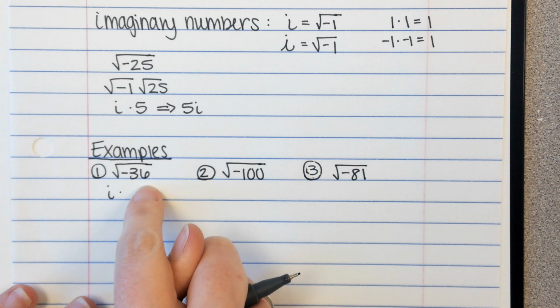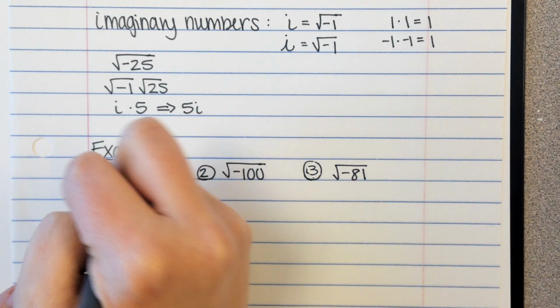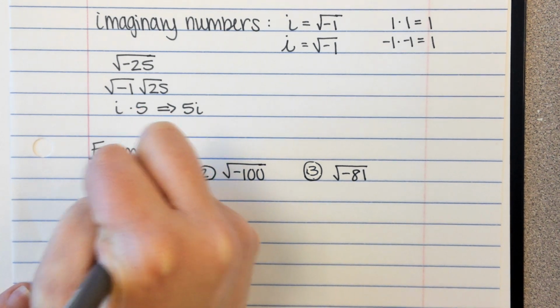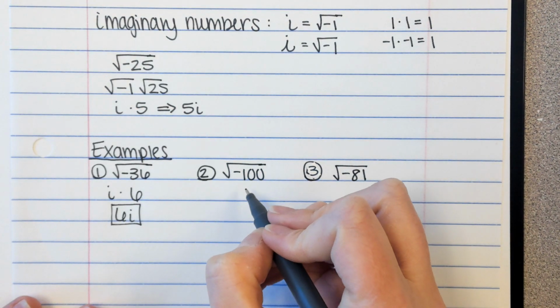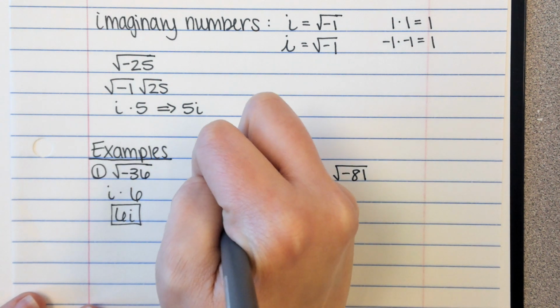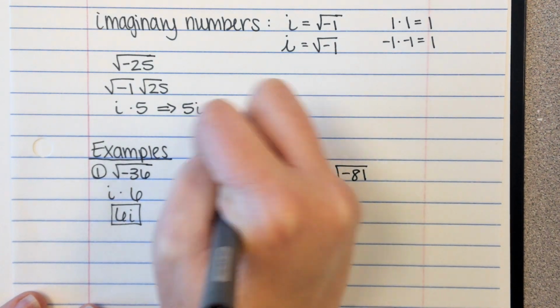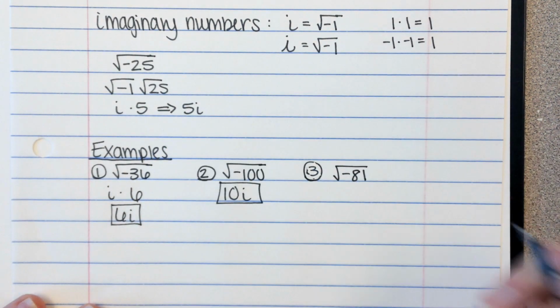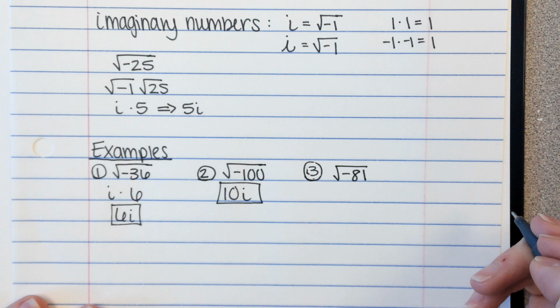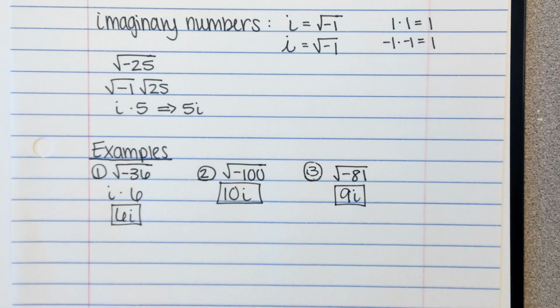And what's the square root of 36? 6. Now, we don't leave it as i times 6. We change it to 6i. All right, what about the square root of -100? What's the square root of 100? 10. How do I get rid of that negative? With an i. All right, what about the square root of -81? What do we think? 9i. Okay, so we're doing that same thing. We did that yesterday. We're going to do it again today.